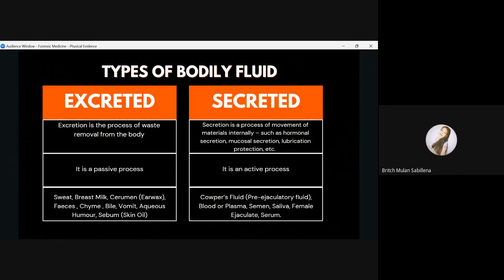There are two types of bodily fluids. Bodily fluids can provide critical information that can help to identify suspects, establish a cause of death or injury, and provide evidence for a range of crimes from sexual assault to drug use. So here are some of the most common types of bodily fluids used as physical evidence.